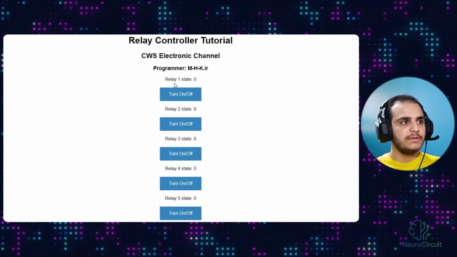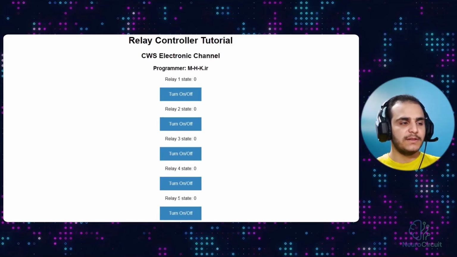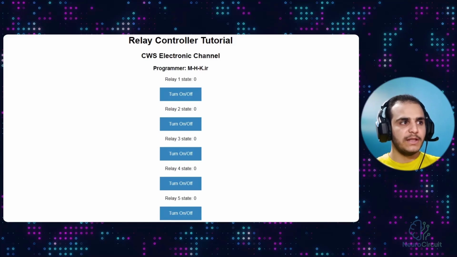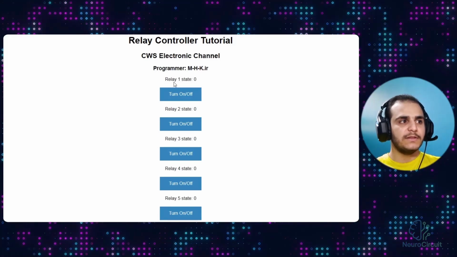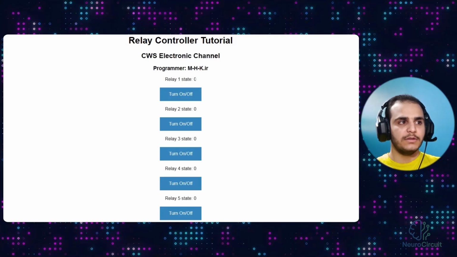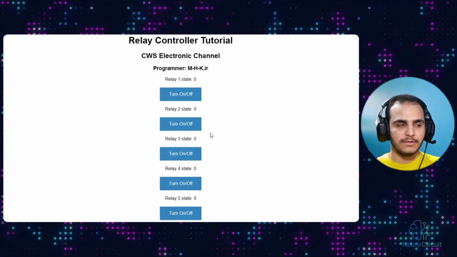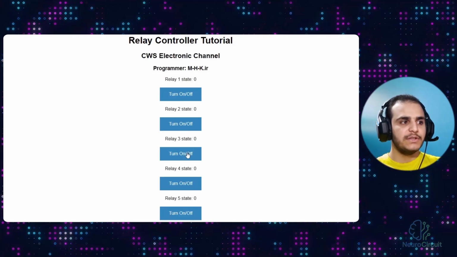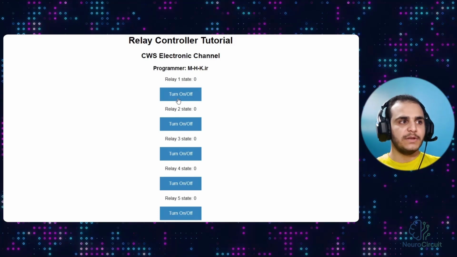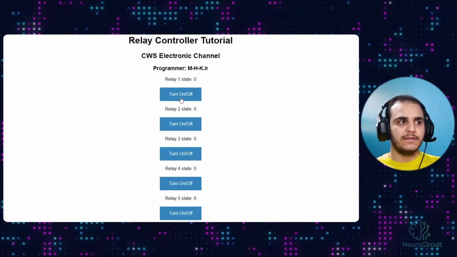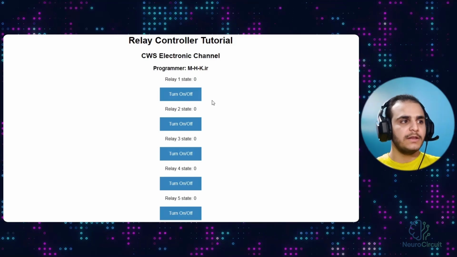We have a main title, and following that we've inserted specific text for each of our 5 relays, detailing whether relay 1's current state is 0 or 1, and relays 2, 3, 4 and 5. Beneath each of these we've positioned a button. Utilizing these buttons we can either activate or deactivate that particular relay unit.